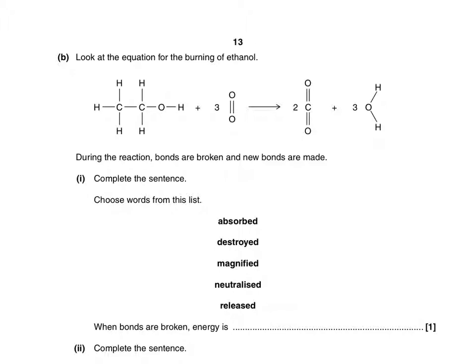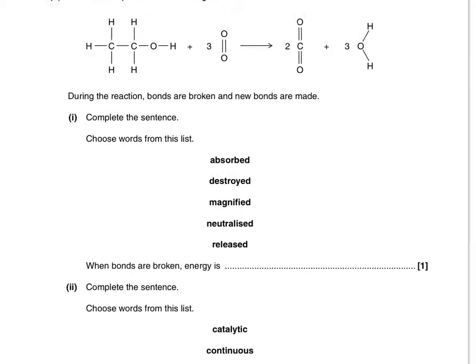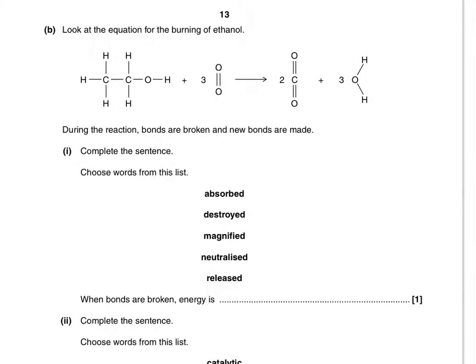Okay, here it is. Look at the equation for burning ethanol. So it's moving on a little bit from our last one. During the reaction, bonds are broken and new bonds are made. Complete the sentence. If you don't know it, just have a guess. You don't get marks taken off if you get it wrong, so just have a go. But you should remember that during the reaction, bonds are broken and new bonds made.